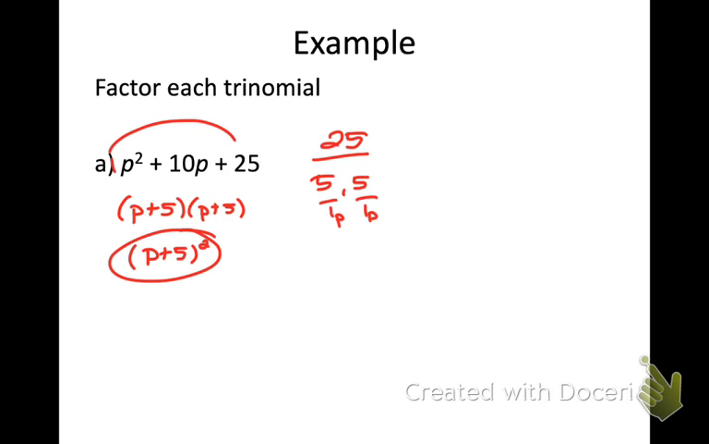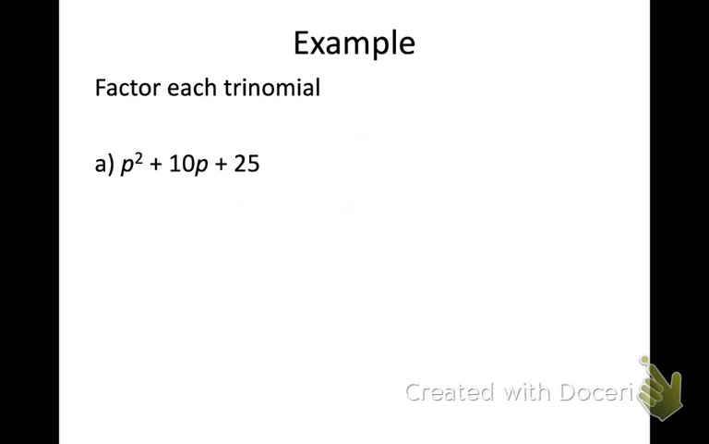That's why, if you don't really remember the rule for perfect square trinomials, you can, because the square root of p squared would be p. The square root of 25 is 5. 5 times p times 2 is 10p, which is your middle term. So that's how we could check it too, which is what you did in section 6.3.